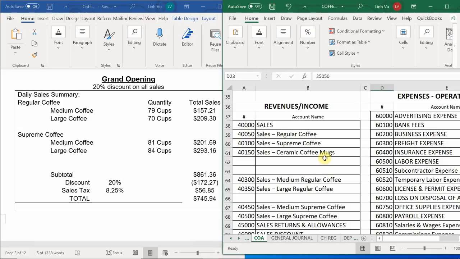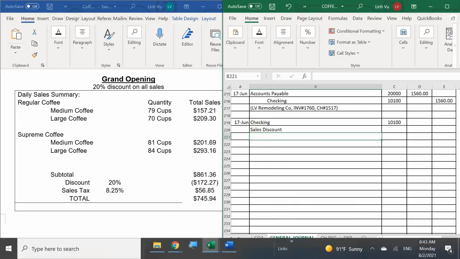Okay? So in this case, because I specifically specified right here that I sold, right under sales, dash medium regular coffee, I want to make sure that I report or put in my journal exactly how I see it in my chart of accounts. So I have sales for medium regular coffee, sales for large regular coffee, sales for medium supreme coffee, and sales for large supreme coffee. So all of those have to be typed in there. Okay? Starting with account number 4300.